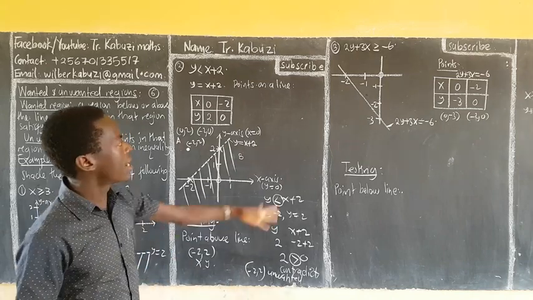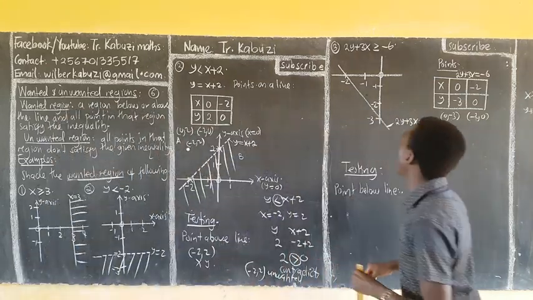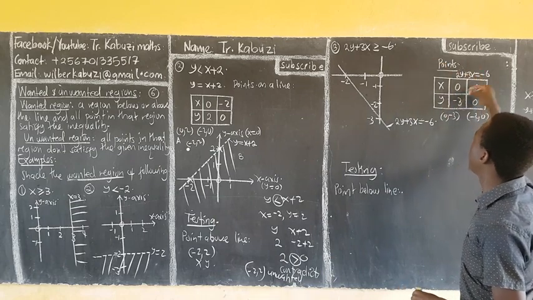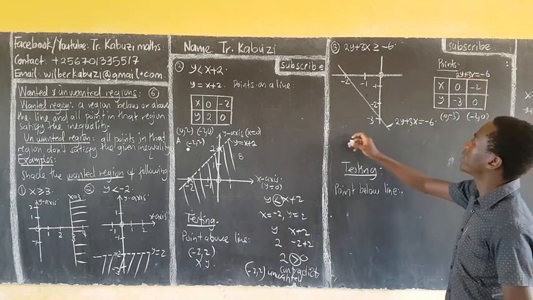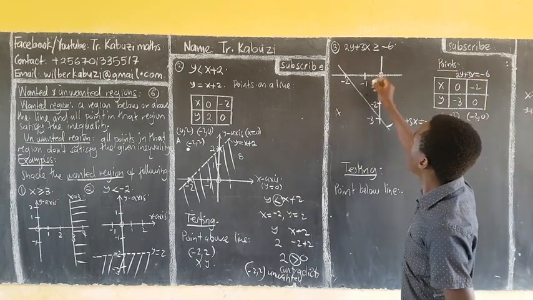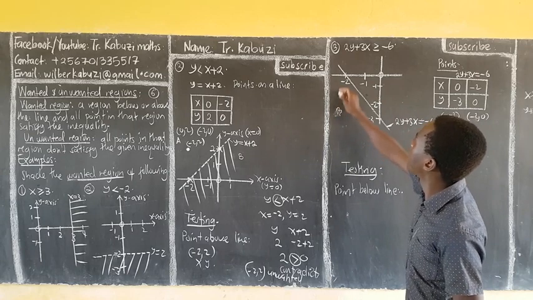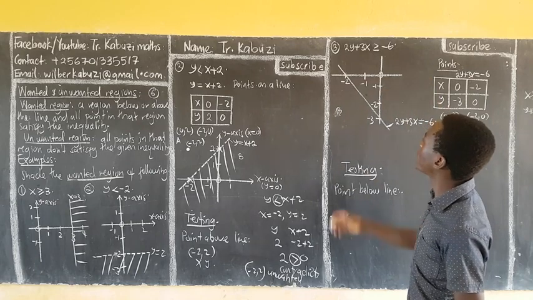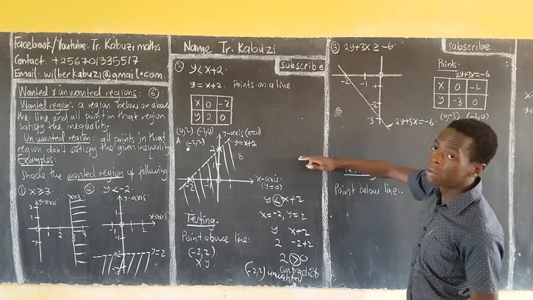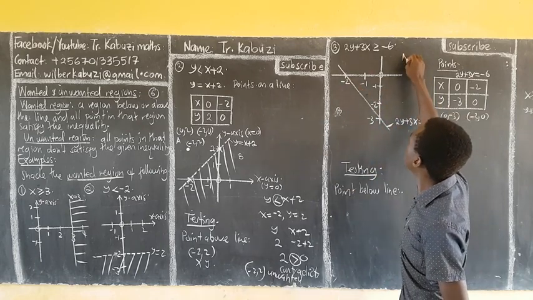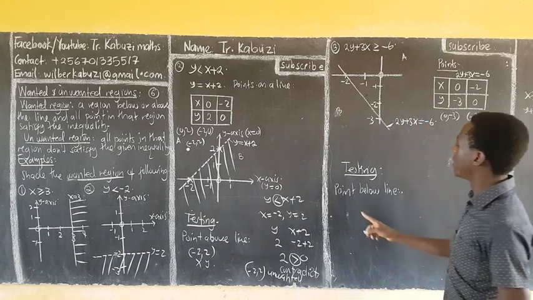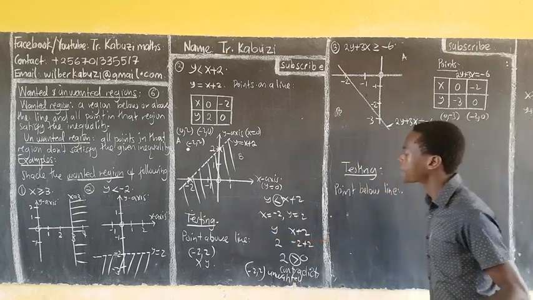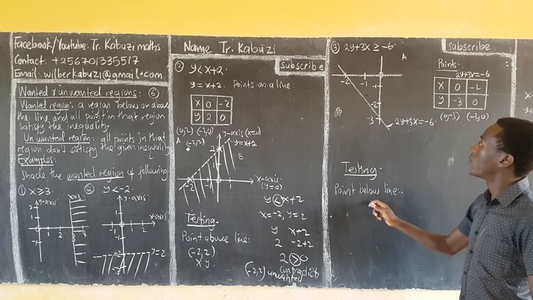Now for this one, the same idea: we get the line, we get the points as we saw, then this one is going to be above, and this one is going to be below. This line is solid because of the equality, as we have seen. So this region is going to be below, then this one is going to be above. So we pick a point. Here we pick above, so here we are going to pick below the line.